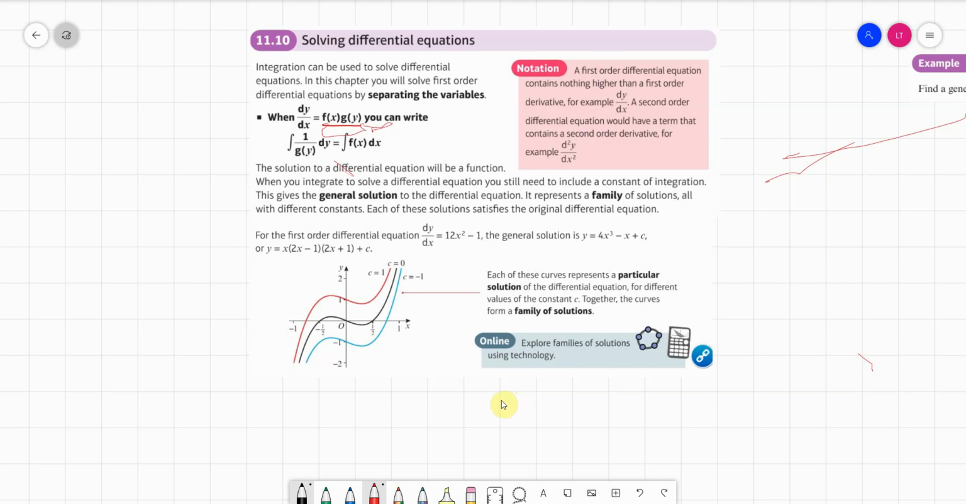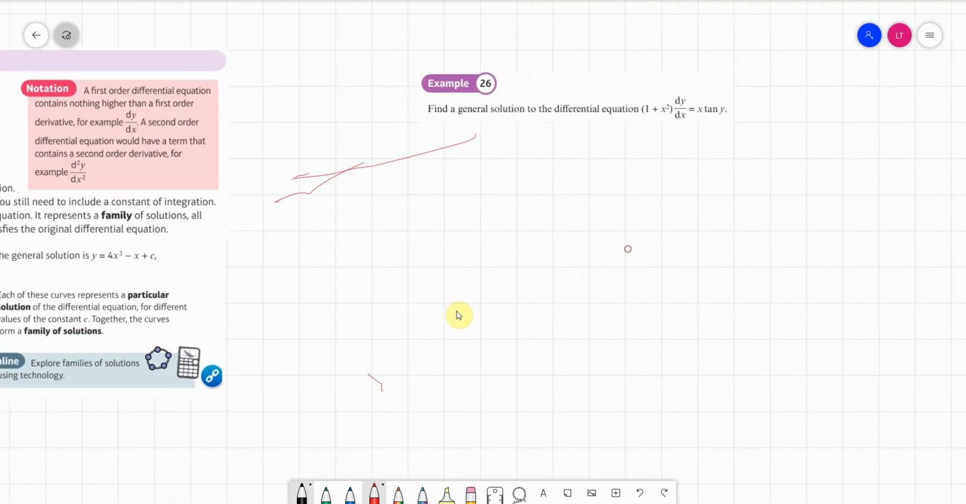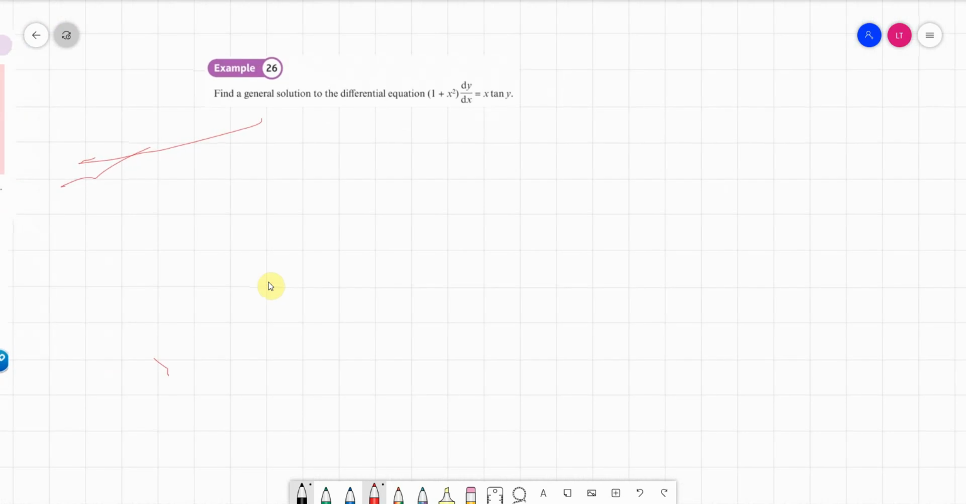Essentially it's just another integration tool to help us integrate something where we have something in terms of x and in terms of y in the same question. The method feels a bit funny at first, but you just have to practice it and you will get used to it. So hopefully my pen doesn't drag too much.